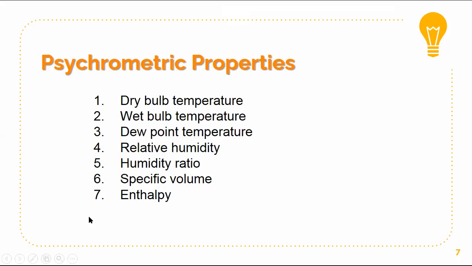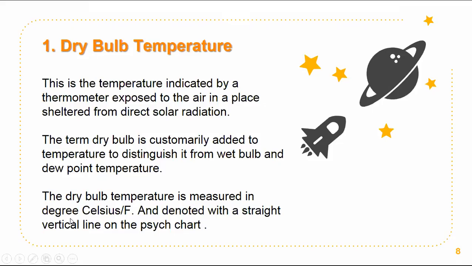Okay, given the 2, you will know the other 5. Now let's go to each one. So let's define each one so that you have a clearer understanding of what they represent and where they are, on how to read your psychrometric chart or how to find them in your psychrometric chart.